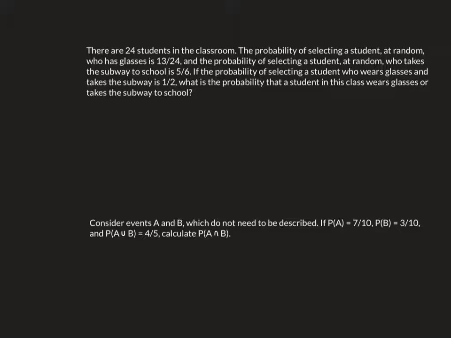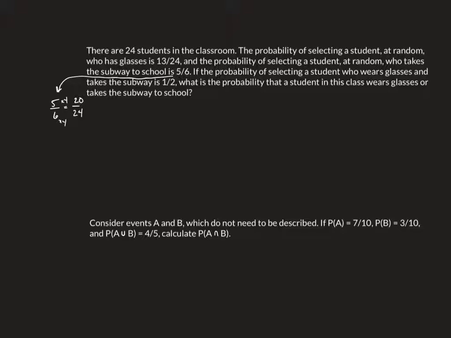Because we're noticing here that 13 out of 24 and 5 out of 6 don't have the same denominator, so those are going to be difficult fractions to compare until they do have the same denominator. So what I'm going to do is try to take 5/6 and rewrite it so that it has a denominator of 24. Because if I know there are 24 students in the class, then this will tell me how many of those students take the subway to school. All right, so 6 times 4 gives me 24, and 5 times 4 gives me 20. So now I know that 20 students take the subway to school, and 13 students wear glasses.